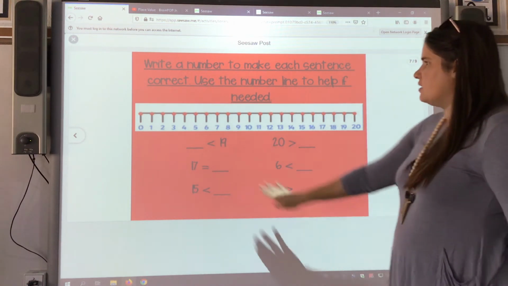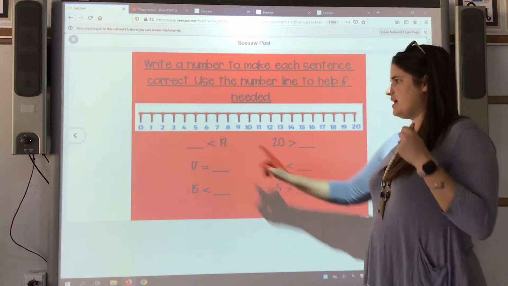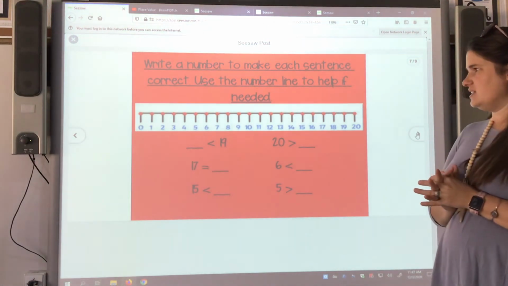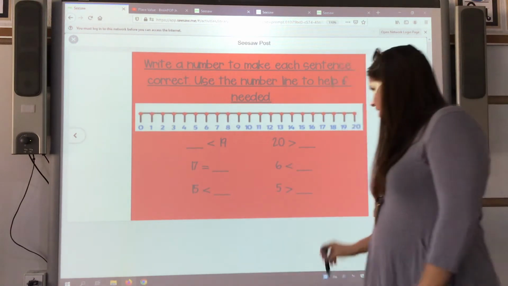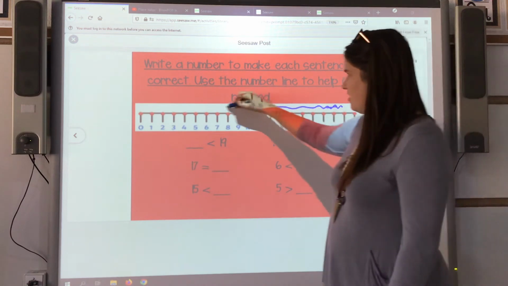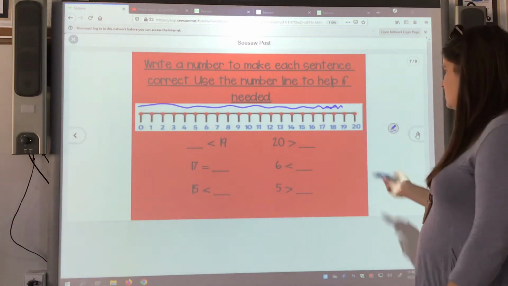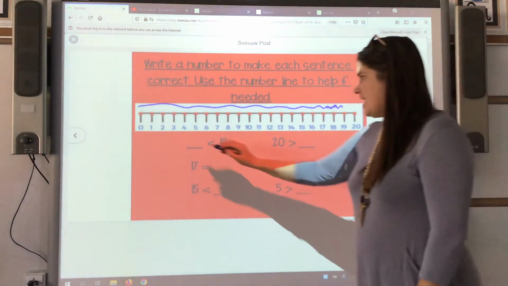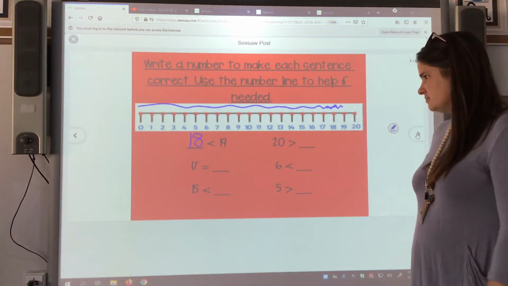So we have a number line from 0 to 20. So let's think of a number that would fit in this first blank. It says blank is less than 19. So look at that number line. Any of those numbers that are less than 19, so that would be anything all the way down here. You could pick any of those numbers. There's not just one correct answer. Anything less than 19. So I could say 18 is less than 19 because it is.